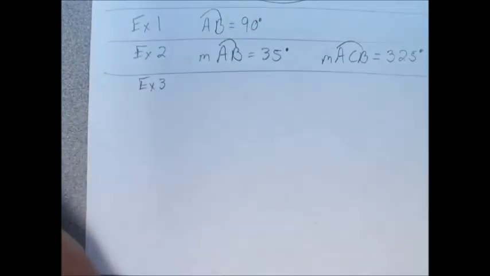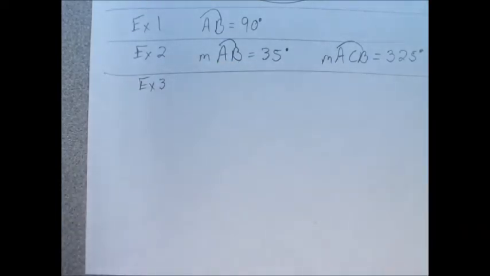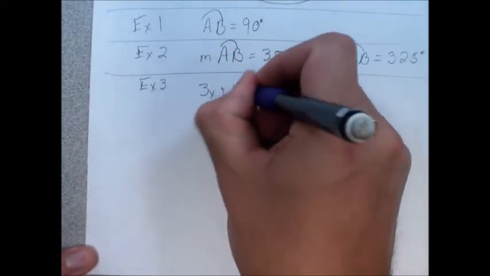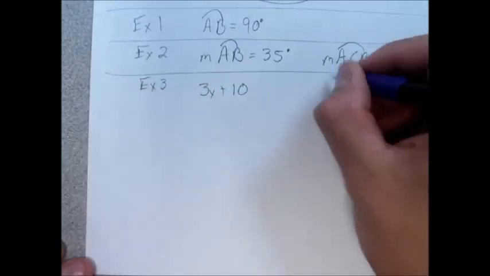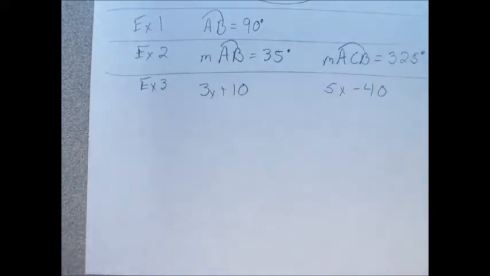Alright, we're going to talk about what are congruent arcs, okay? So on example 3, I'm just going to read it out loud and write it down. The measure of arc DE is given by the expression 3x plus 10, and the measure of arc HJ is given by the expression 5x minus 40. It is given that arc DE is congruent to arc HJ. If they're congruent, what do we know about their equations? They are congruent. If they are congruent, they are what? Equal, right? Congruent is basically the same as equal.